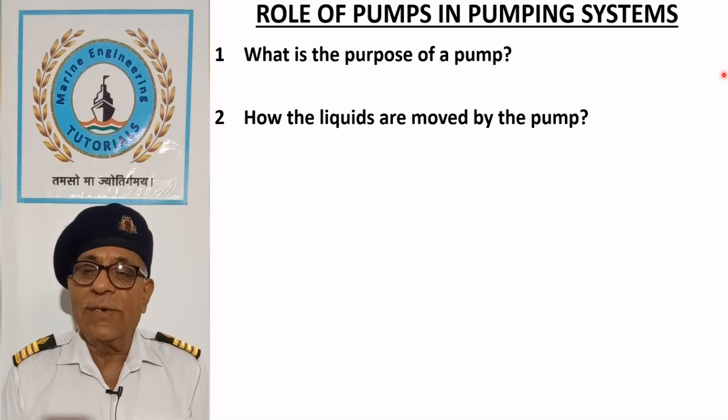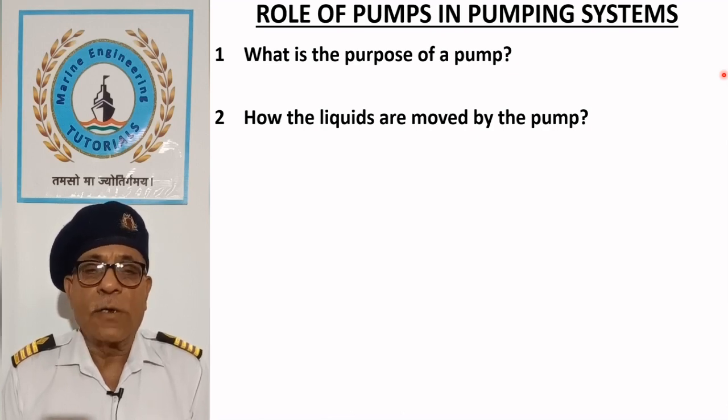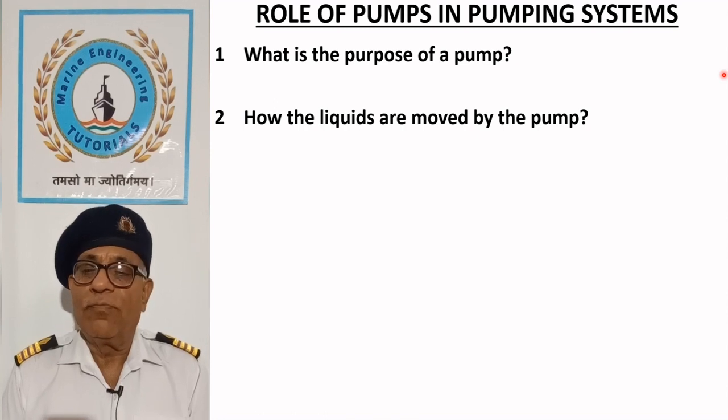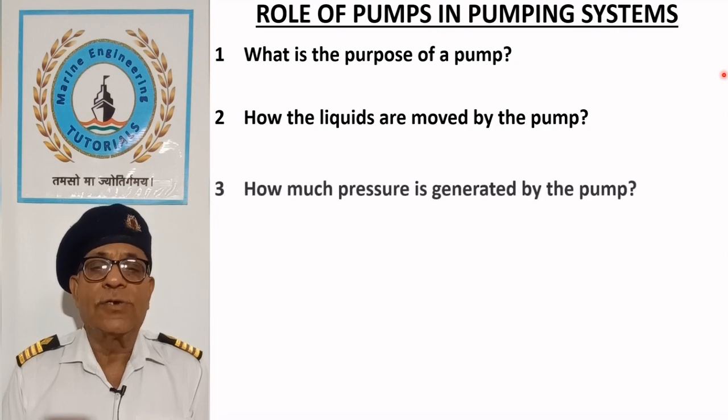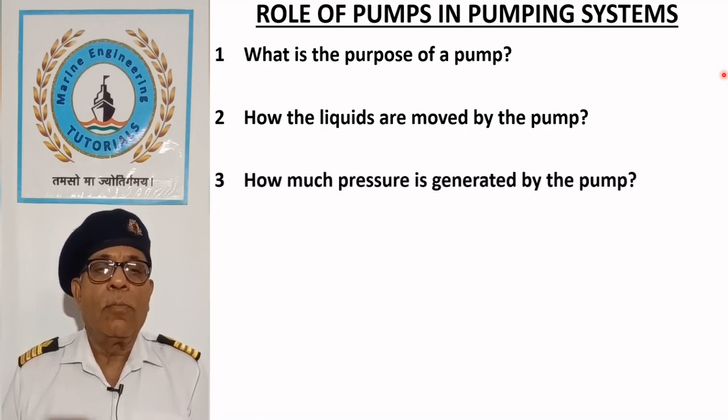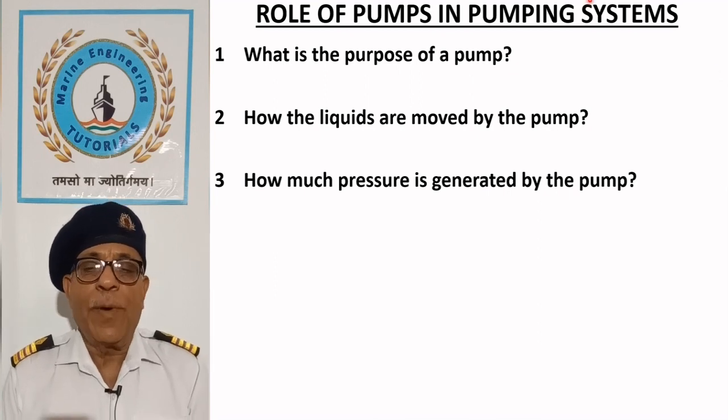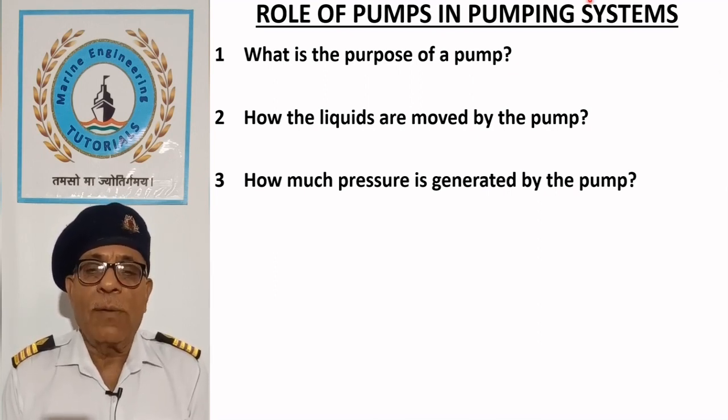Thus, a pump is a device which creates the flow of liquids, and in doing so, the pump has to overcome the resistance offered by the system. The flow is achieved by creating a pressure difference in the system. How much pressure is generated by the pump? Generation of pressure is dependent on the resistance to be overcome within the system. Power required by the pump depends on both the flow and the pressure to be raised.